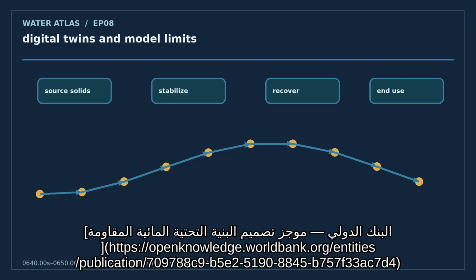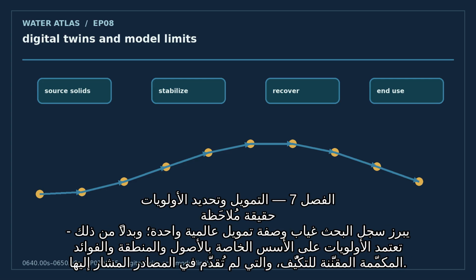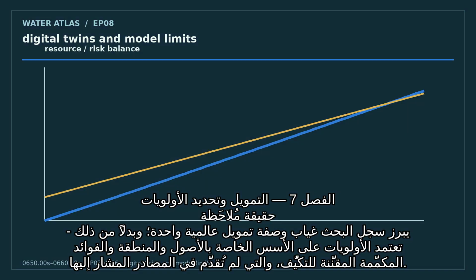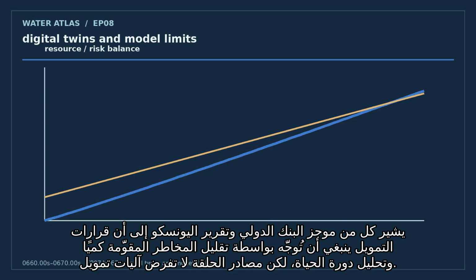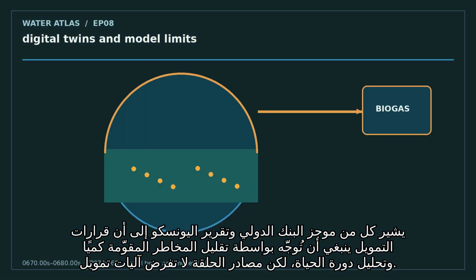Chapter 7: Financing and Prioritization. Observed fact: the research log highlights the absence of a single global financing prescription. Priorities depend on asset and region-specific baselines and quantified adaptation benefits, which are not provided in the cited sources. The World Bank brief and UNESCO report imply that financing decisions should be guided by quantified risk reduction and life cycle analysis, but the episode sources do not prescribe funding mechanisms.